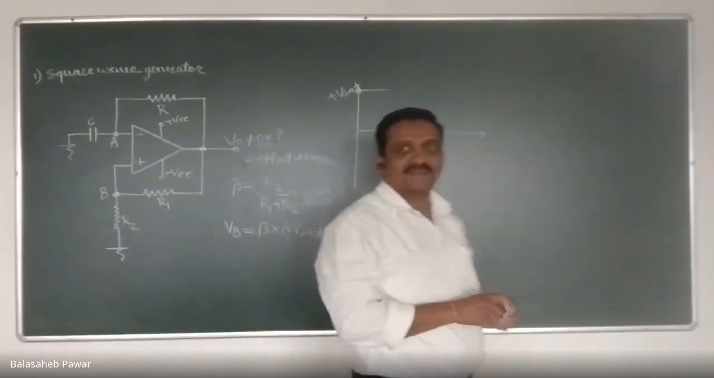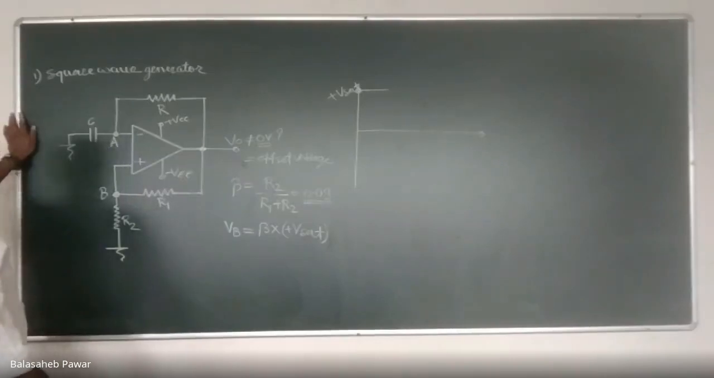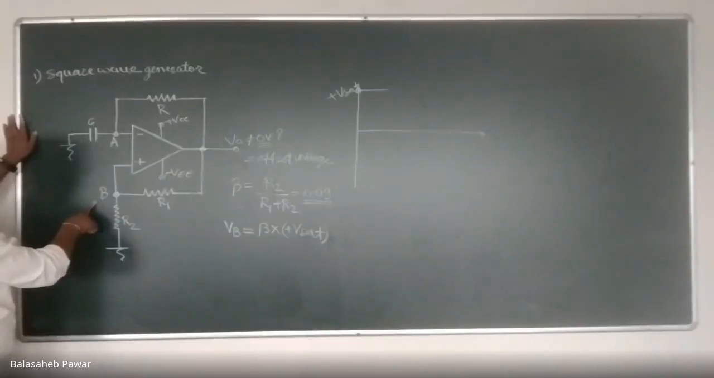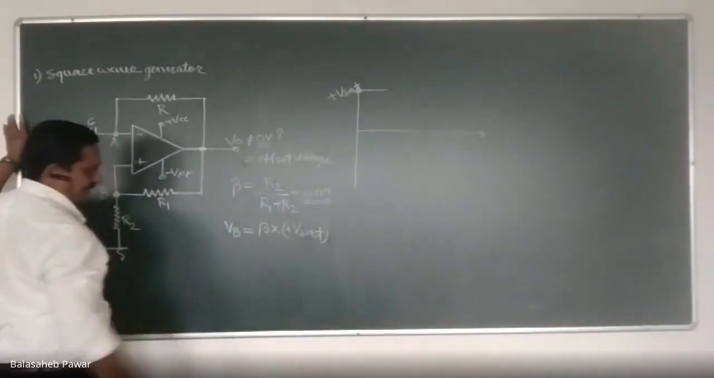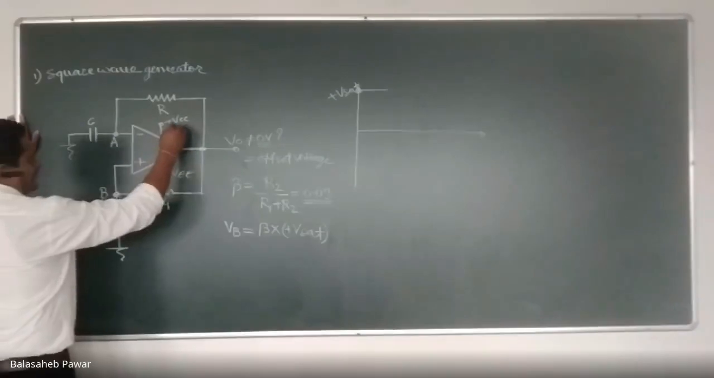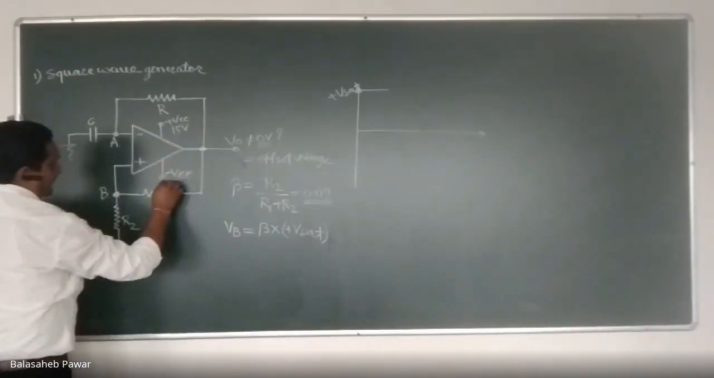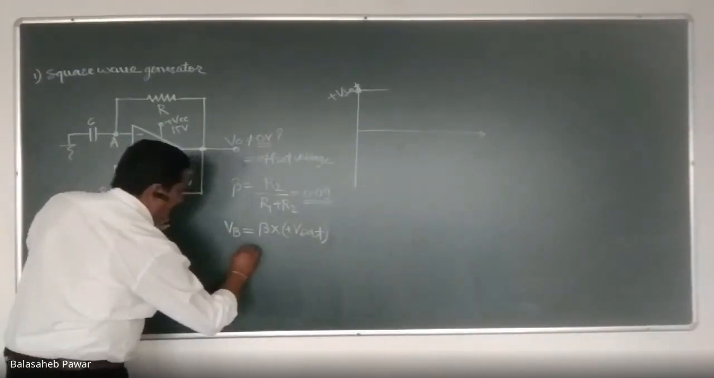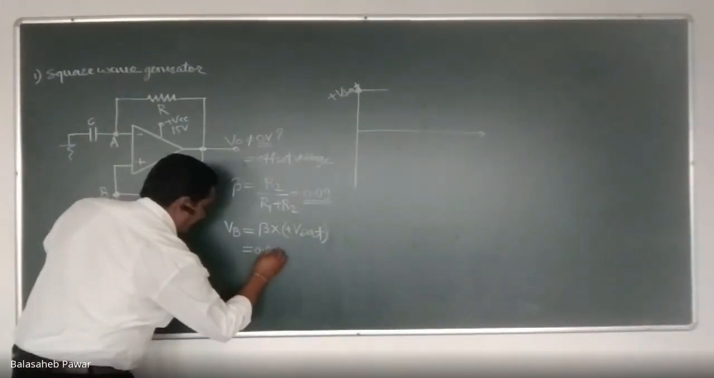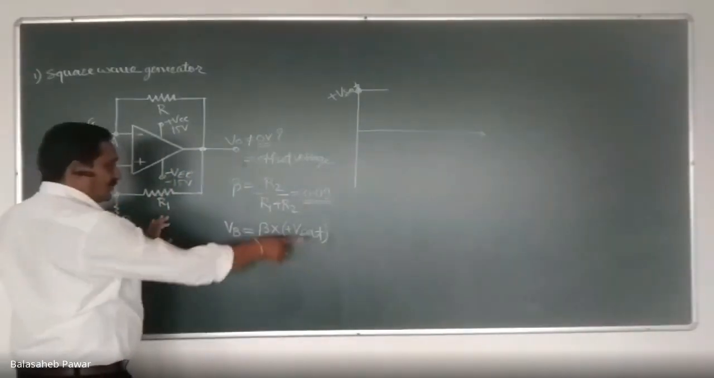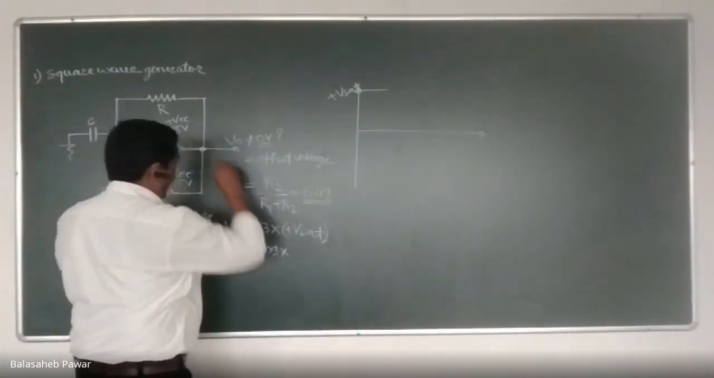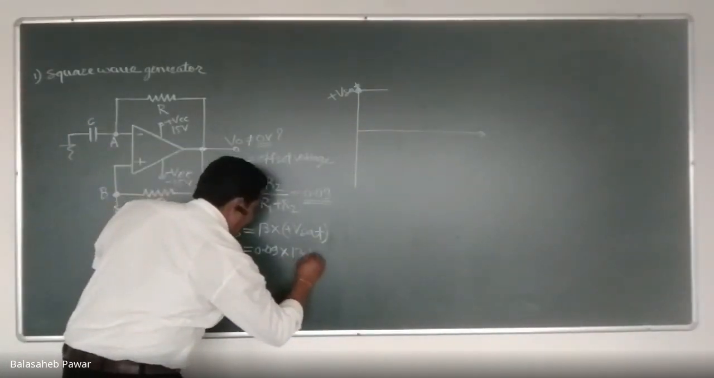Yes or no? Yes, sir. Okay. So by that output voltage, plus Vsat, the node voltage VB equals beta times plus Vsat. Right? If I consider plus minus VCC as 15 volts, then how much will it be? VB equals 0.09 times plus Vsat. That is 90% of VCC, so 90% of 15, which is 13.5 volts.